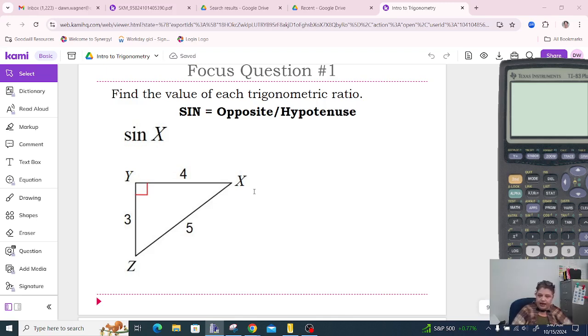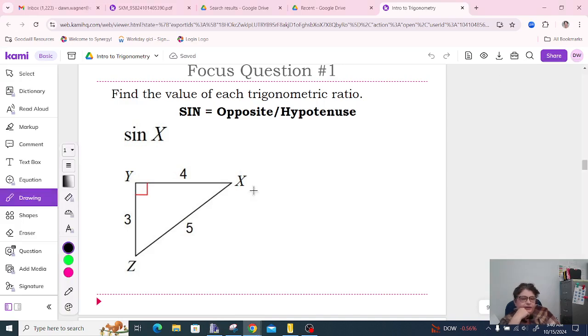When it's just asking for a ratio, you're not trying to solve anything. They just want the ratio. So you put your finger on the angle that they are talking about. Here's X, right? Everybody put their finger on their X? Okay, what's opposite of X?